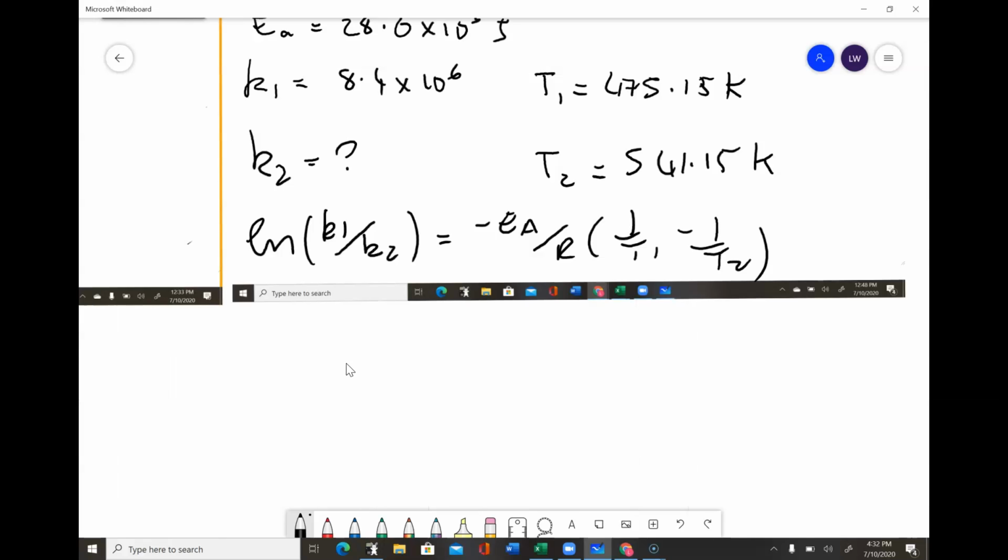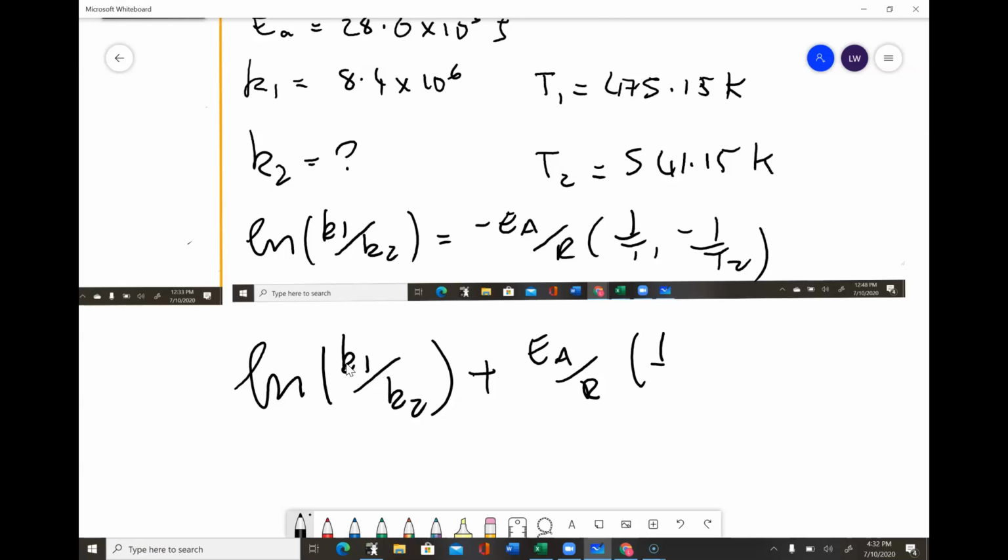Now, you can do this in a couple of different ways. You could use one on, say, a website like Wolfram Alpha. I'll show you that in a moment, or you can use it in your calculator. For me, my solver in my calculator requires that my equation equals 0. So I'm going to reorganize this so that it equals 0. And to do that, I'm going to add the EA on R times 1 on T1 minus 1 on T2 terms to both sides. So now I can put that into my calculator, and I'm just going to let the unknown K2 equal x.